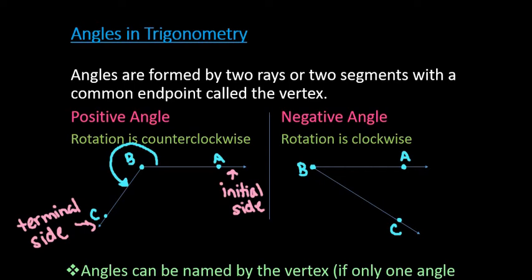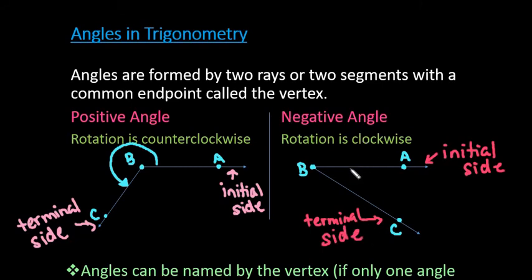A negative angle measurement, you would still start with AB as the initial side, and BC would still be our terminal side. But to get the angle measurement, we would go backwards, so we would go clockwise, and this would be a negative measurement. So if you have a negative angle in trig, that means that you rotated the angle clockwise. If you have a positive angle in trig, that means that you rotated counterclockwise.